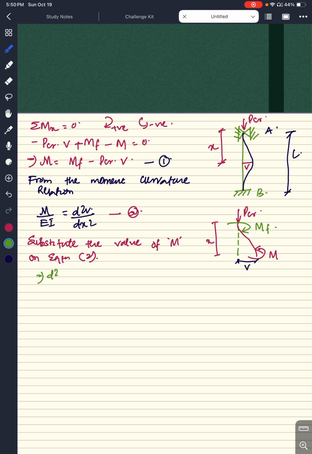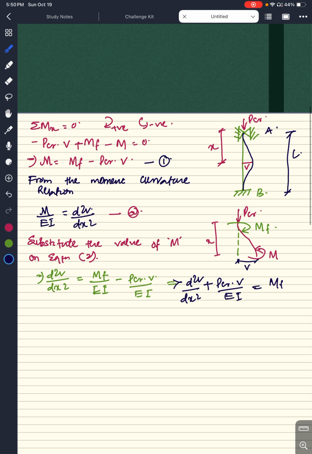On my left hand side, d square v by dx square. Then for M, it is MF by EI minus PCR dot v divided by EI. So this can be written as d square v by dx square plus PCR v by EI is equal to MF by EI. So we name it as equation 3.